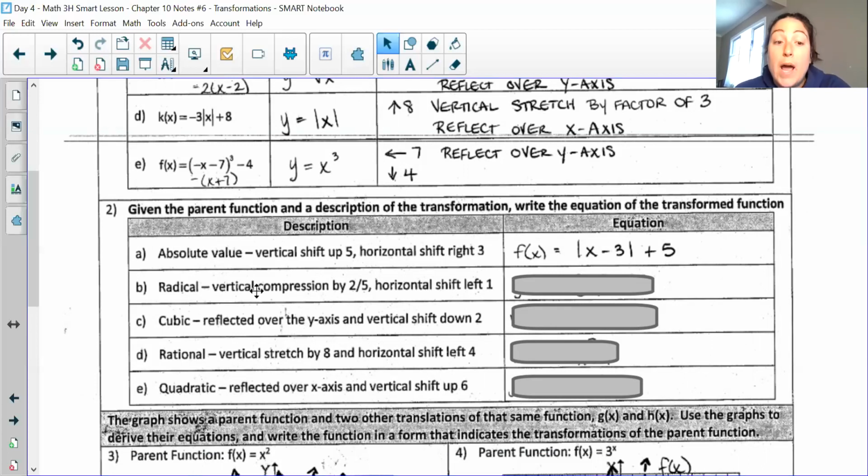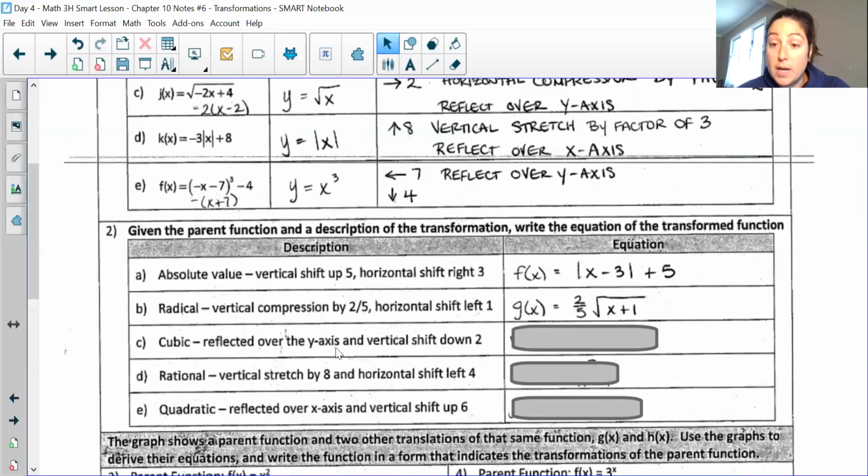All right, radical, so square root, with a vertical compression by 2/5 and a horizontal shift of 1. So that means our a value is 2/5. Horizontal shift of left 1 means negative 1. So when we have it in our equation, we're going to see it as a plus 1. So g of x equals 2/5 times the square root of x plus 1.